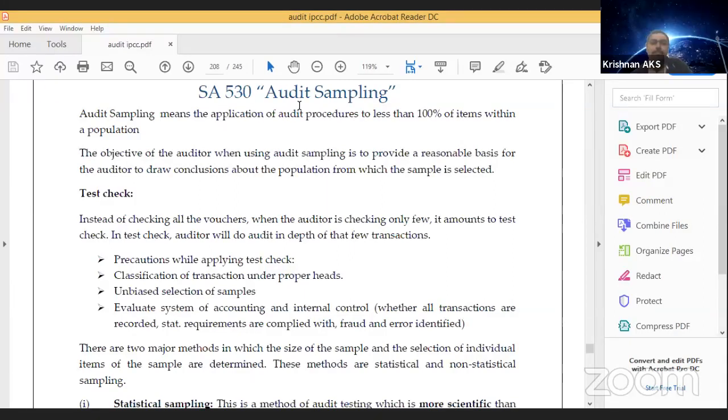Then, sir, what precautions should I take while taking a sample? See, you should take an unbiased sample. Sample should be unbiased. Then only it will represent the entire population.